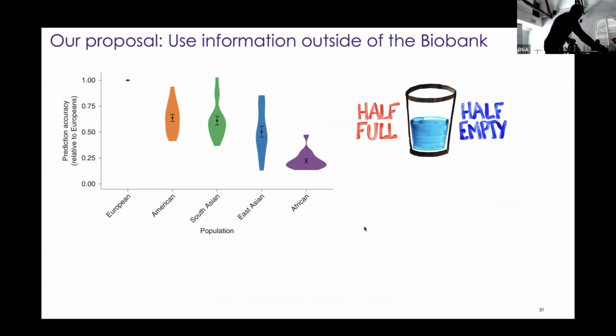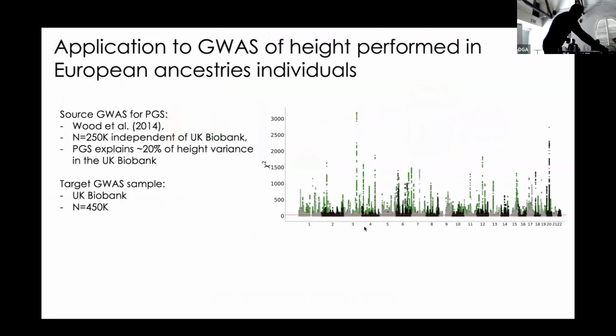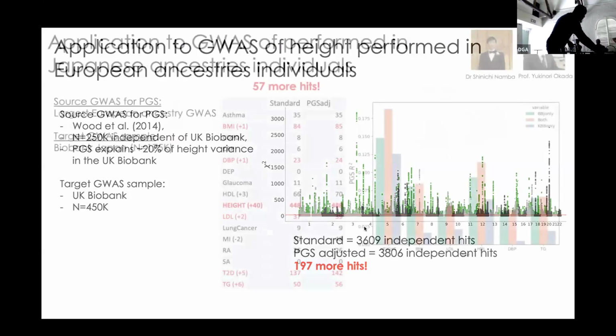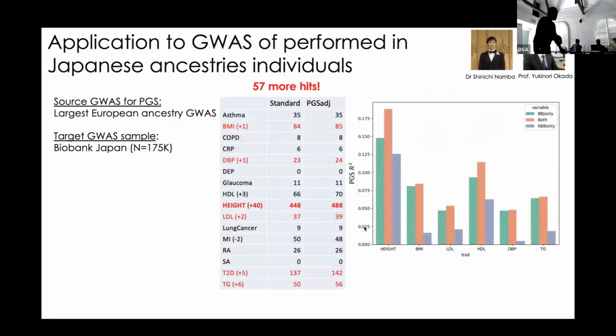We tested that in East Asian populations with different traits, and this is just an example for height. We showed that if you account for this polygenic score using the same data, not doing anything else, just bringing a polygenic score from another study, we can discover 200 more hits. So this is an outlier. It's height, it's highly heritable. But what was really interesting is that in East Asian populations, it was not consistent across all traits, but in some cases we were able to make additional discoveries.